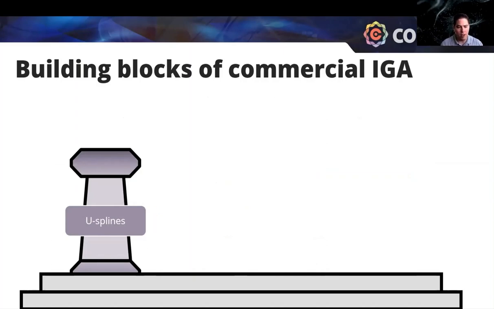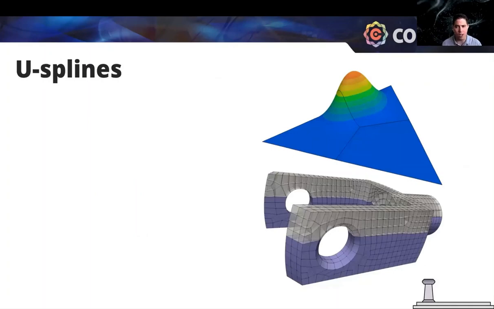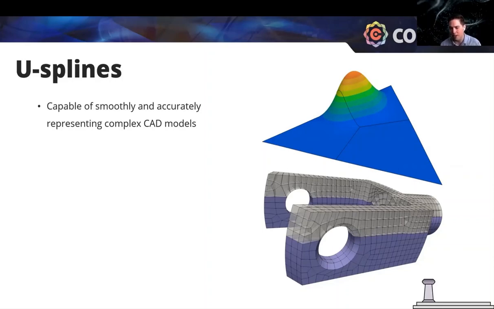Let's talk about then our spline basis. At Coreform, we have developed a patent pending spline basis technology called U-splines. A little bit about U-splines. They are an unstructured spline basis that's capable of smoothly and accurately representing these complex CAD models. They're compatible with NURBS and T-splines.